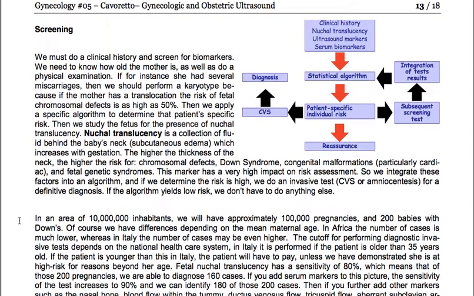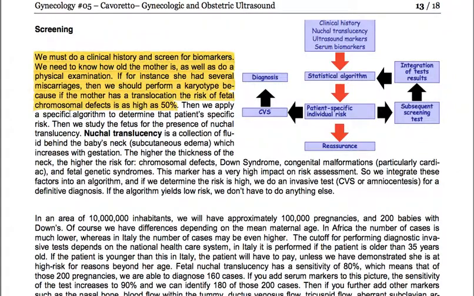Screening must include a clinical history and screening for biomarkers. We need to know how old the mother is as well as do a physical examination. For instance, if she had several miscarriages, then we should perform a karyotype because if the mother has a translocation, the risk of fetal chromosomal defects is as high as 50%. Then we apply a specific algorithm to determine that patient's specific risk. Then we study the fetus for the presence of nuchal translucency.